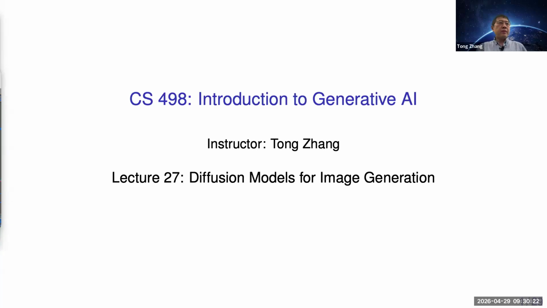Today we will talk about diffusion models for image generation. This is a continuation from a previous lecture. So last lecture we talked about the diffusion model, and basically we talked about DDPM, DDIM. We can pick any of that. Now we want to go to say how that can be used for image generation.